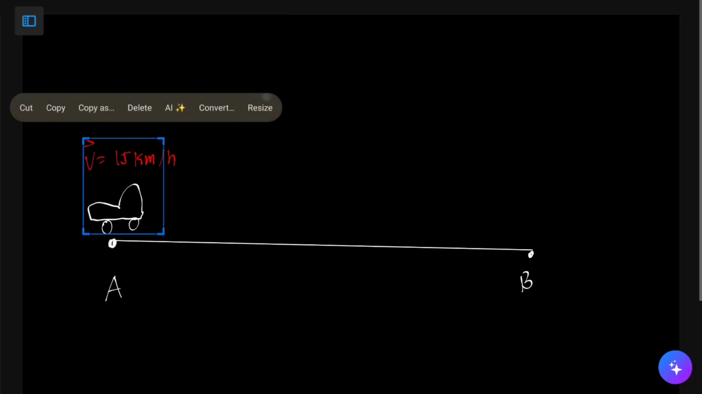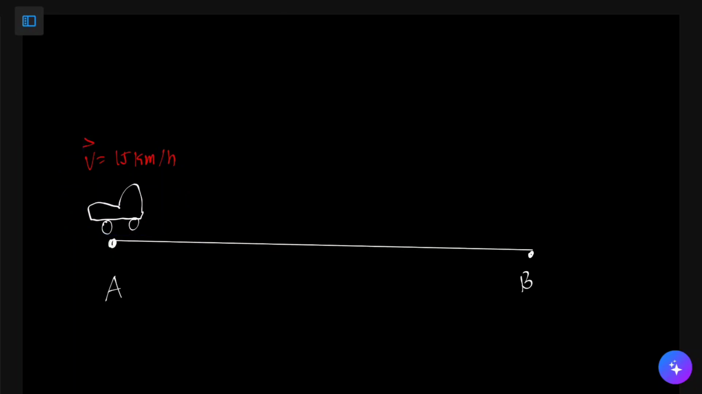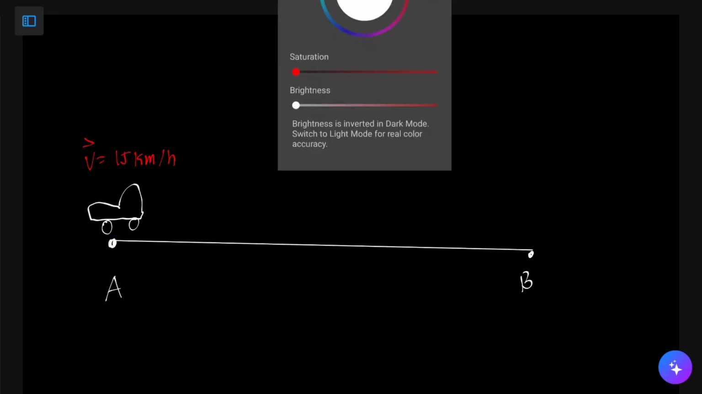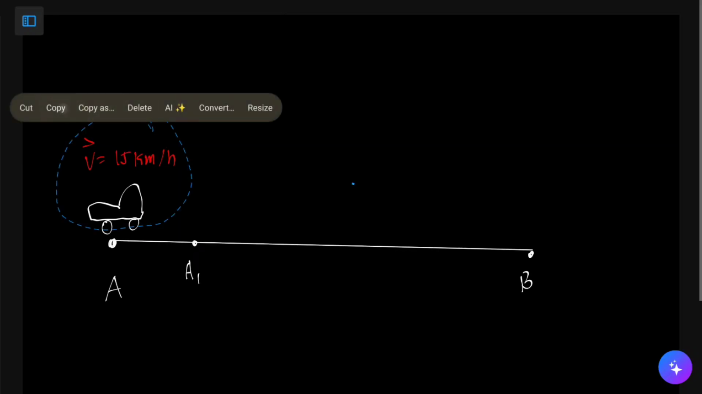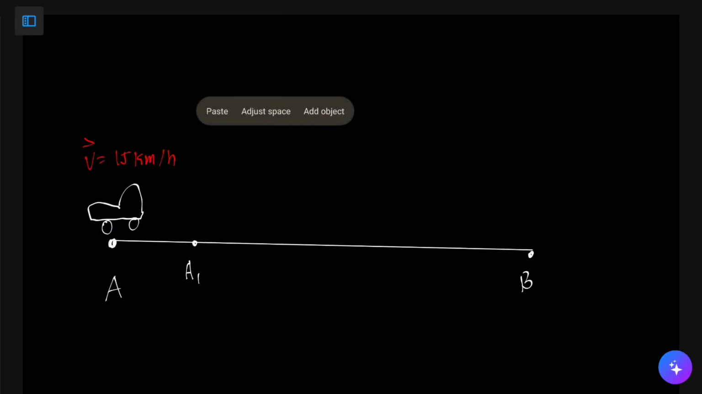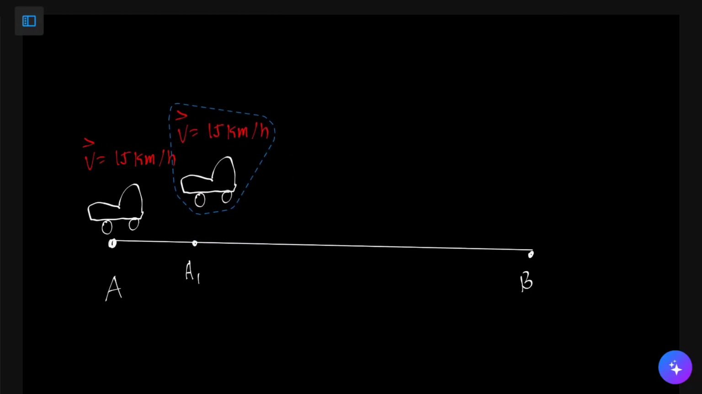And at this point, say A1, point A1, you travel, you stop. And you stop. So, look at it. You entirely stop, so that your velocity will be equal to 0 kilometers per hour.